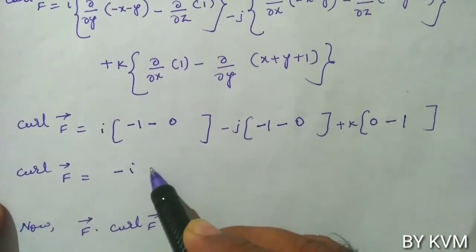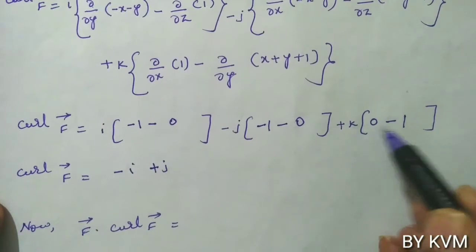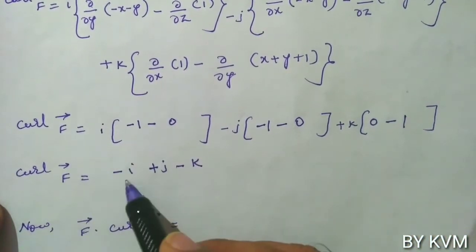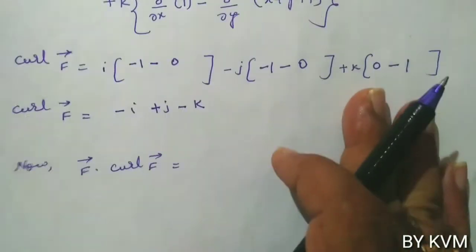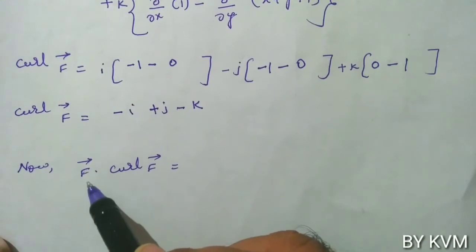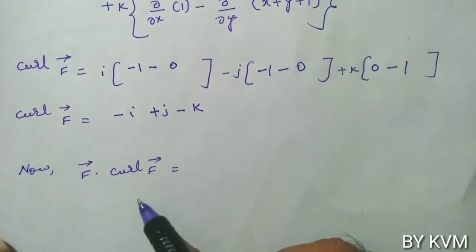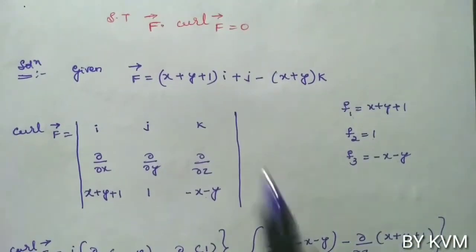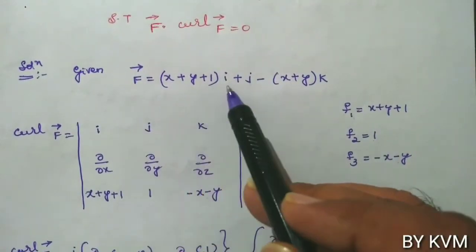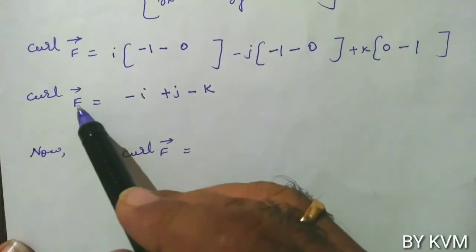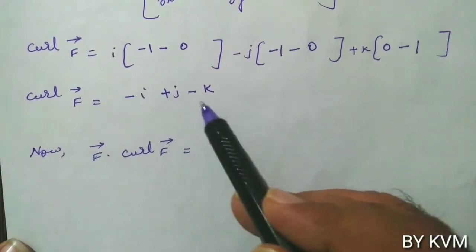So curl vector f is minus i, minus into minus plus j, plus into minus k. So curl of vector f is minus i plus j minus k. Now we have to find the dot product of vector f and curl of vector f. So what is vector f? (x + y + 1) i plus j minus (x + y) k. And curl of vector f is minus i plus j minus k.